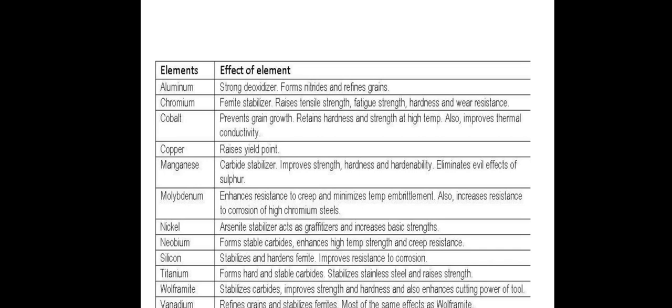Because of these elements, steels get different types of properties. The properties of all steels or of all alloys are determined by the kind and amount of phases of which they are composed, by the properties of the phases, and by the way in which these phases are distributed among one another.